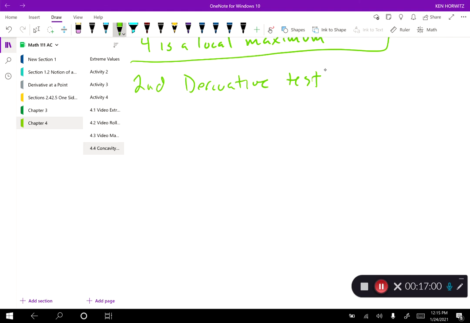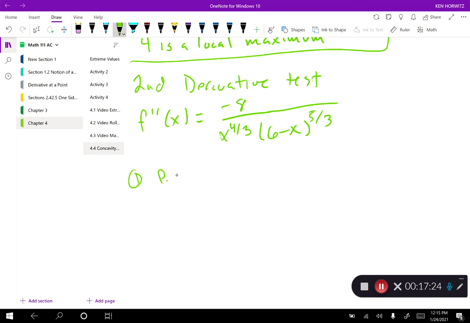Now, let's remember what our second derivative was, f double prime of x equals, I'm going to rewrite it simply because I don't want to scroll back and forth. To the 5/3. Okay. So now the first thing we need is our points of inflection. I'm going to use POI as an abbreviation for points of inflection. It's readily accepted.